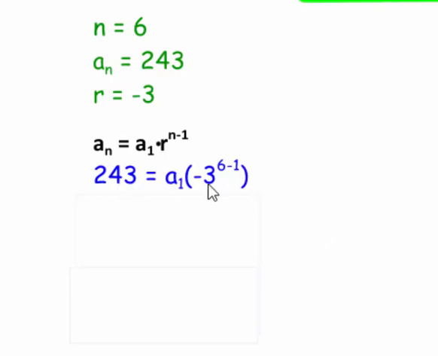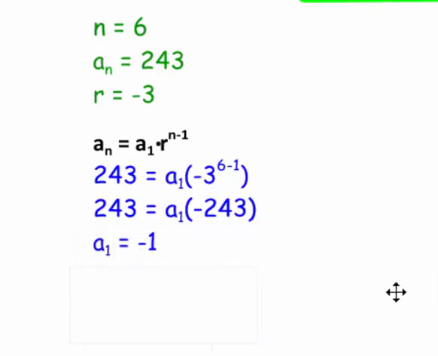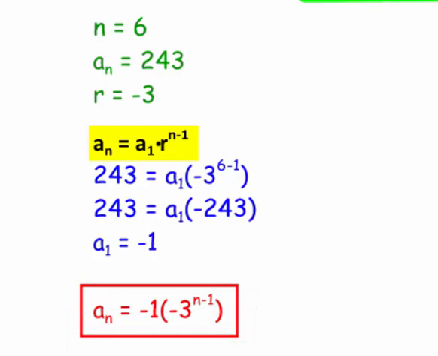And be careful, we can't divide both sides by 3 because this is a base. We can't do that. But we can find out what -3 to the 5th power is. And then we can divide. Now we know our first term, so now we can plug back in. And again, we can't multiply the -1 and the -3.